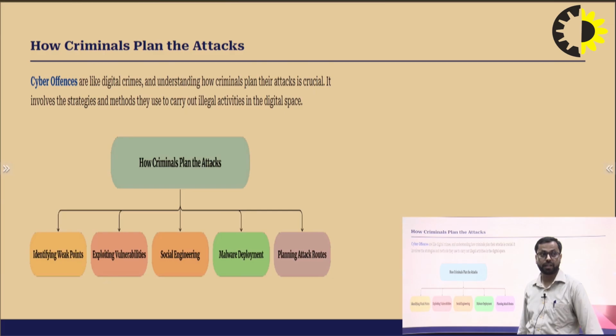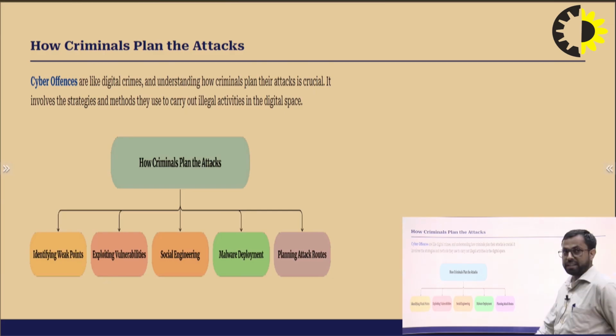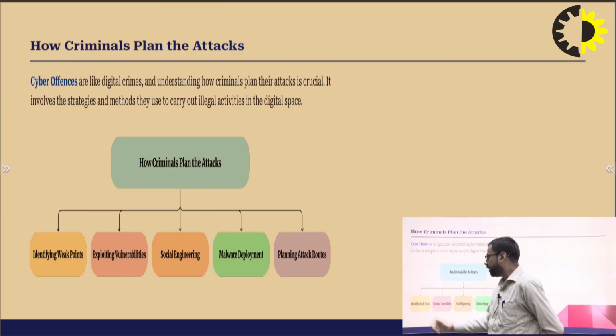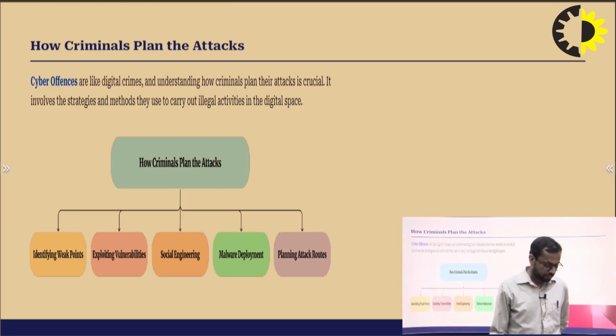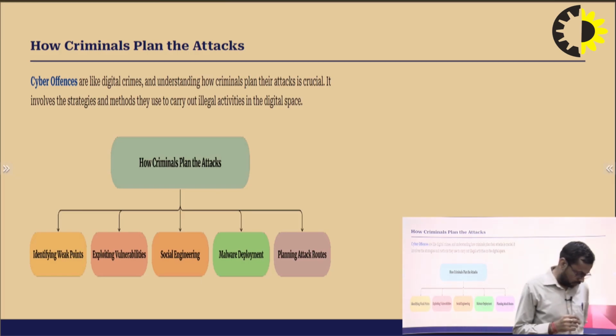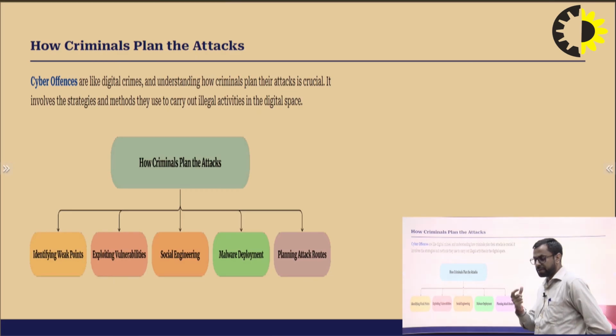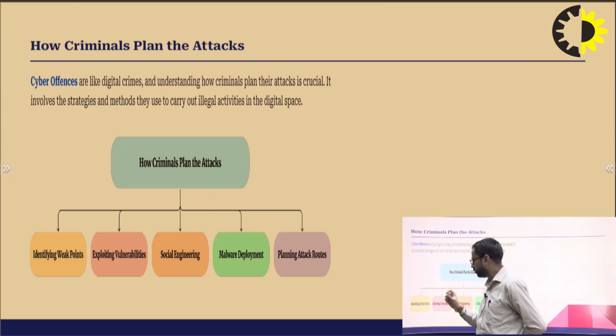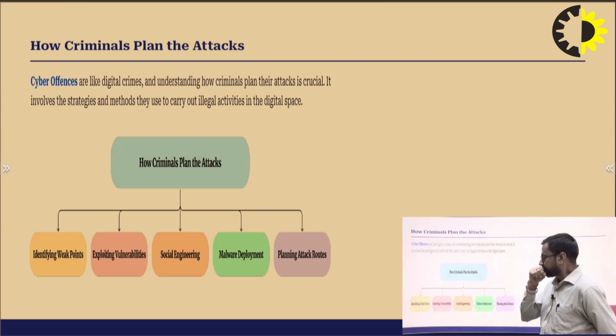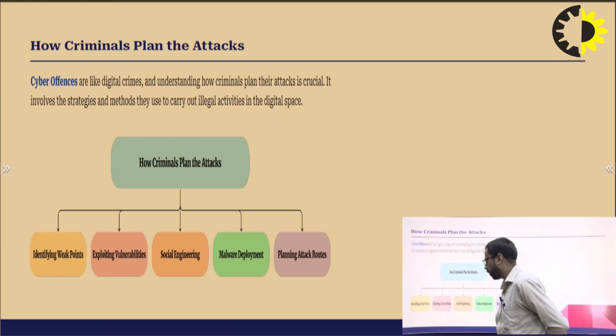How criminals plan their attacks is very important. What is the strategy that the criminals use? The first one is identifying the weak points. When we use computer services, we have some loopholes, and when the criminal understands that that is a weak point of that person, then the criminal targets those specific weak points.